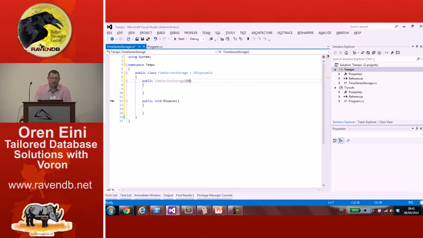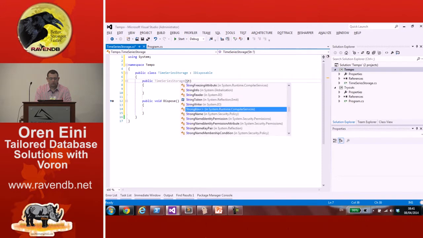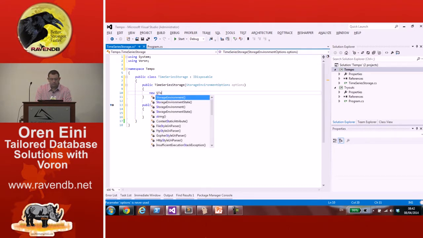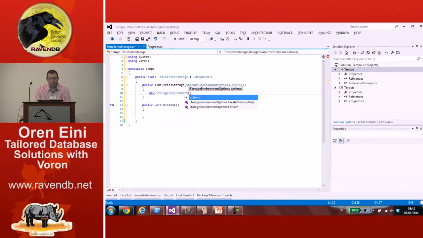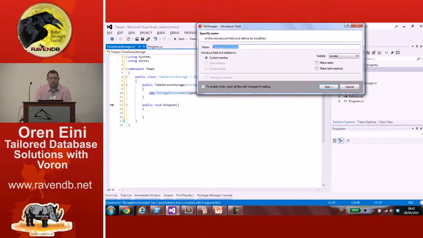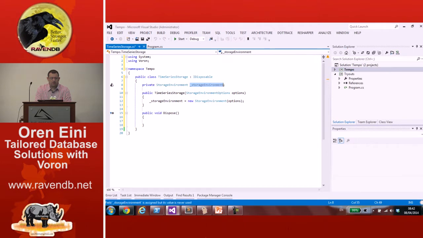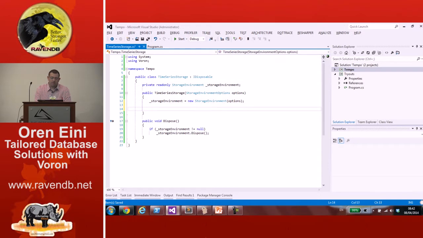And we're going to take the environment options as a parameter. That means that I don't have to worry about who is using my system, what is my path, something like that. Whoever calls me is going to be responsible for that. And now we need to initialize things.